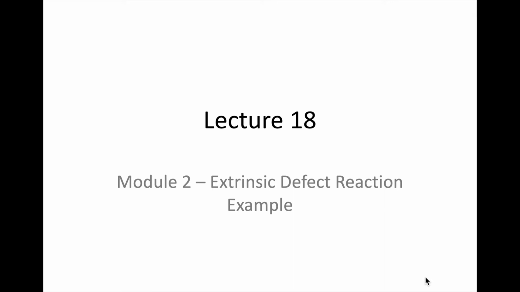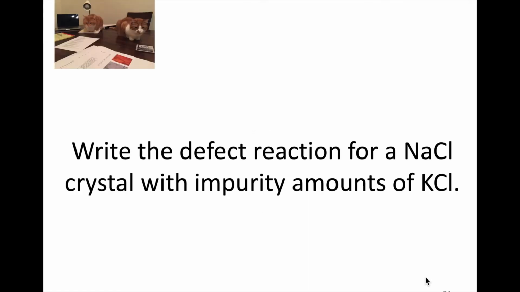All right, in this module, we're going to work through an example of an extrinsic defect reaction. What I want you to look at, and this will be in the quiz, is I want you to write a defect reaction for a sodium chloride crystal with impurity amounts of potassium chloride in it. So see if you can write the complete defect reaction balanced in all the ways that we've talked about before. Do that, put it in the quiz, and then we'll come back and we'll discuss the results.